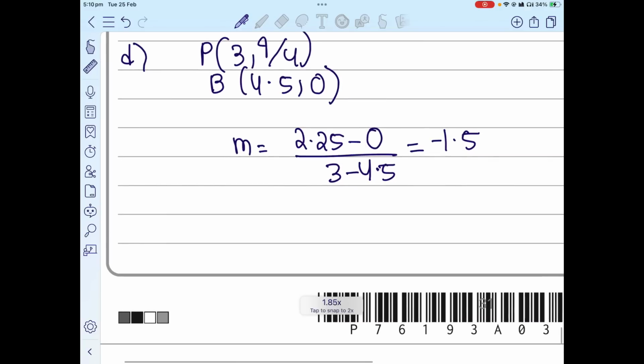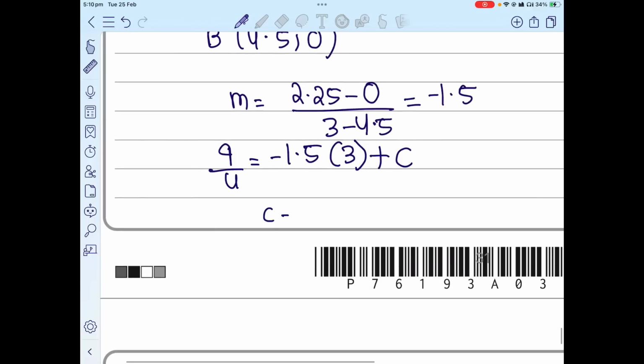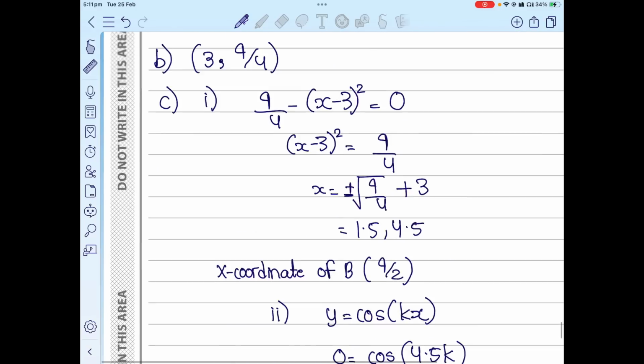And if I want to find the y-intercept, since the line passes through point P, I can say that 9/4, which is from point P, equals negative 1.5 times 3 plus the value of c. So in this case, c is going to be 27/4, because 9/4 plus 4.5 is 27/4. So the equation for the line L is y equals negative 1.5x plus 27/4. Now we've got to figure out the inequalities.